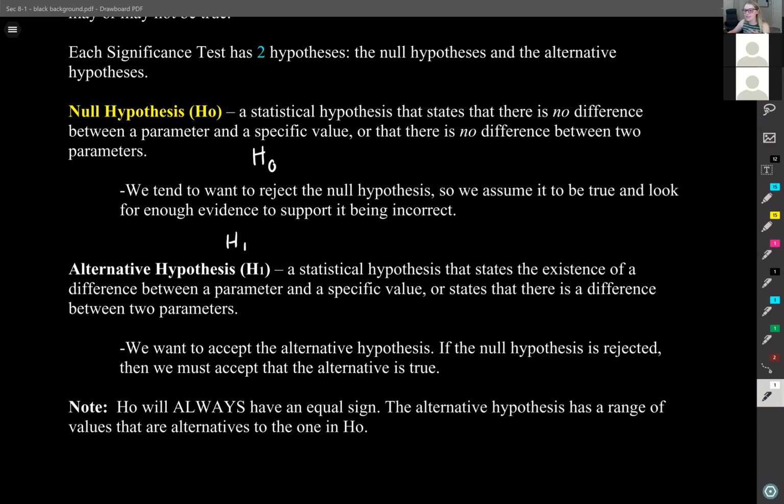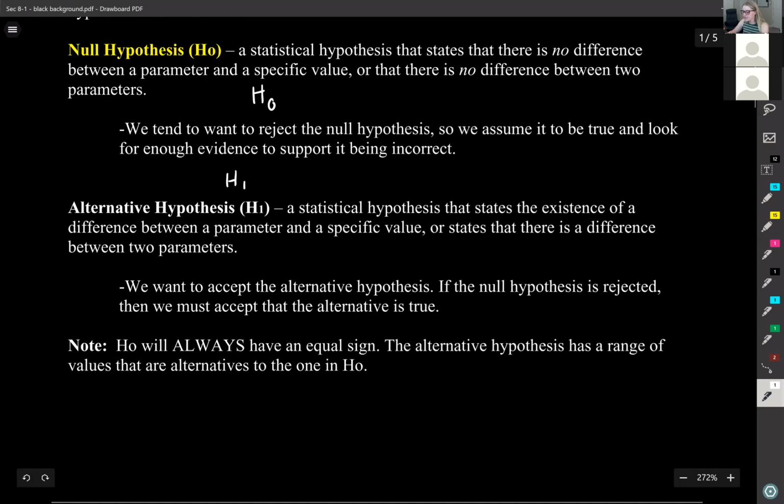So the alternative hypothesis is denoted as H sub 1 or sometimes H sub A, but our book does H sub 1. I actually used to do H sub A. So that is how we denote the alternative one. The alternative is a statistical hypothesis that states the existence of a difference between a parameter and a specific value, or states that there is a difference between two parameters. So like this says, we want to accept the alternative hypothesis. So if the null hypothesis is rejected, then we have to accept that the alternative is true.